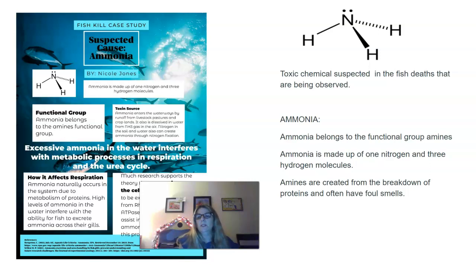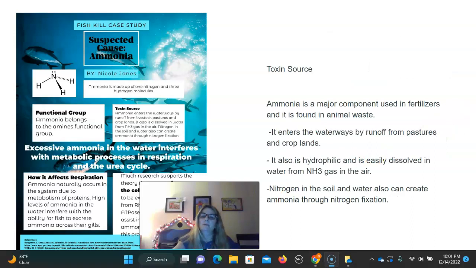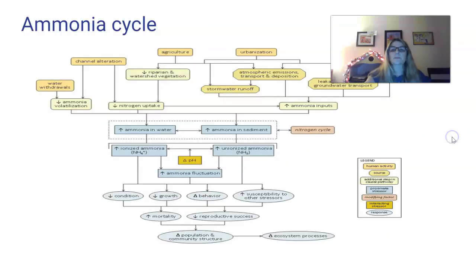Ammonia is made up of 1 nitrogen and 3 hydrogen molecules. Amines are created from the breakdown of proteins and often have foul smells. Ammonia is a major component used in fertilizers and found in animal waste, so it can enter the water through waterways by runoff from pastures. It's also easily dissolved in water from the gas that's in the air because it's hydrophilic. And nitrogen in the soil and water also create ammonia through nitrogen fixation.